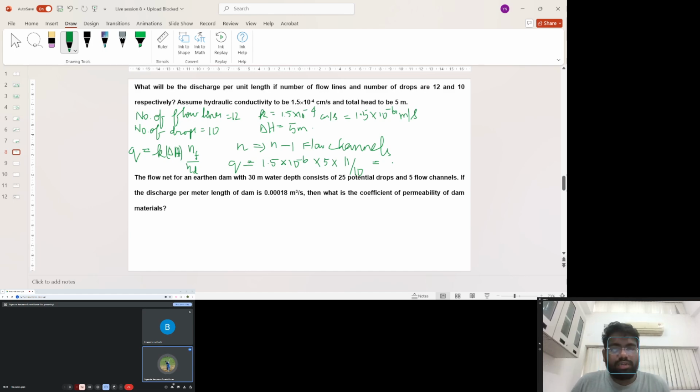Alright, now if you calculate it, 11 by 10 is 1.1, and 5 into 1.1 is 5.5. Then 1.5 into 5.5, so you will get the value as 8.25 into 10 power minus 6 meter cube per second. Alright. Any doubts?